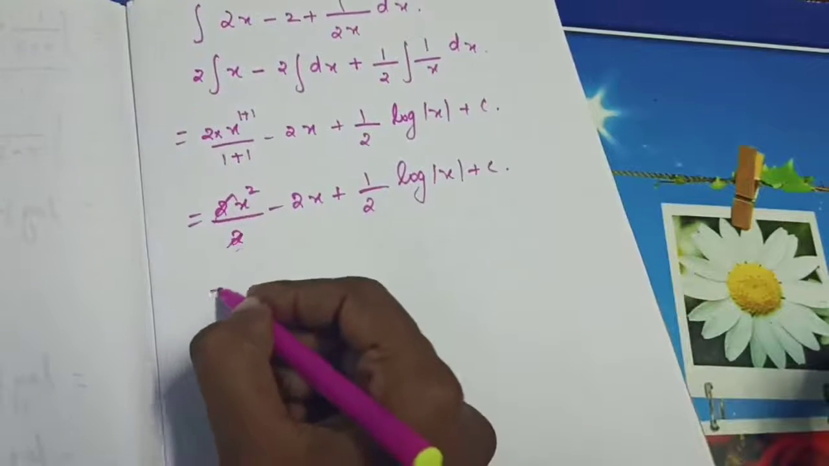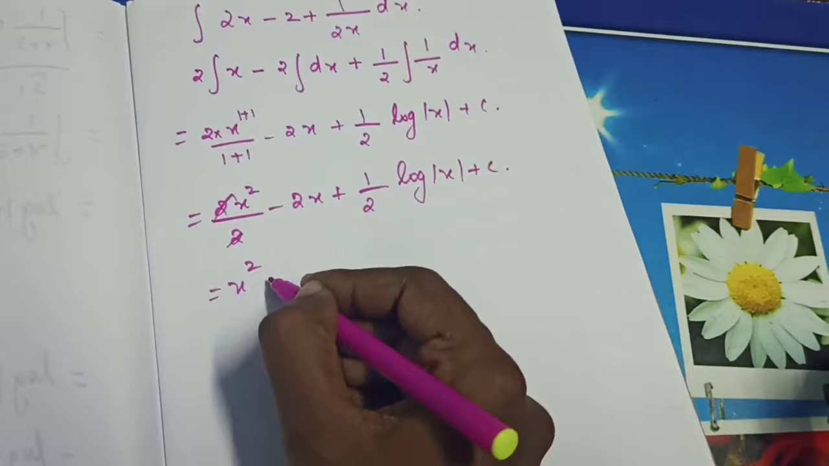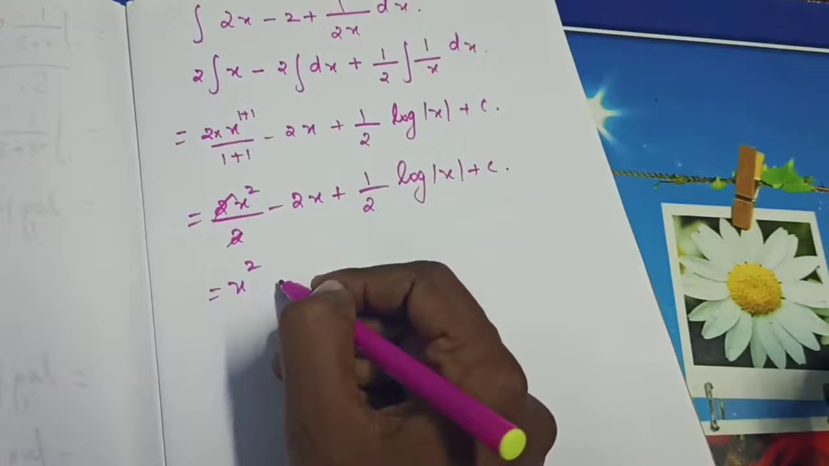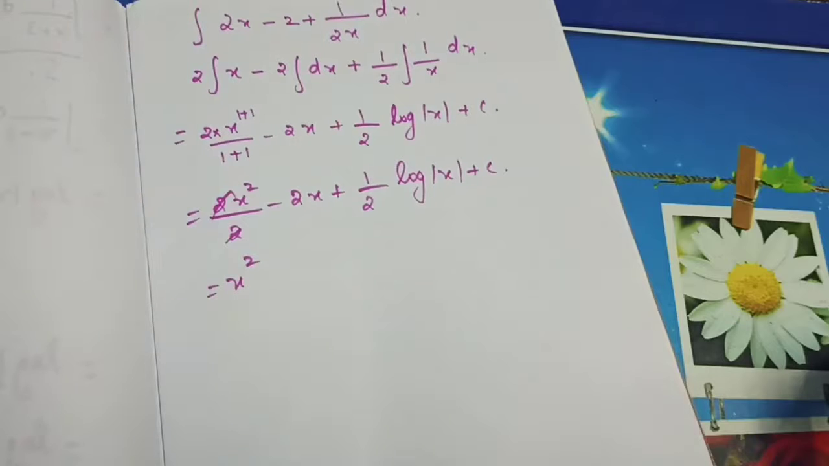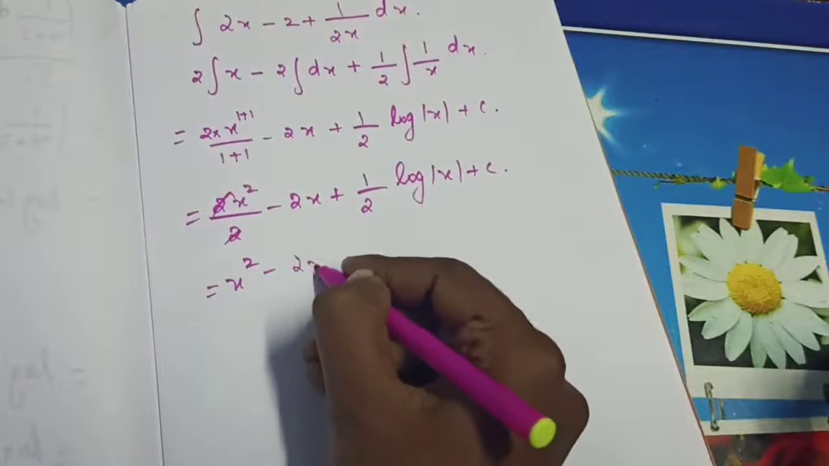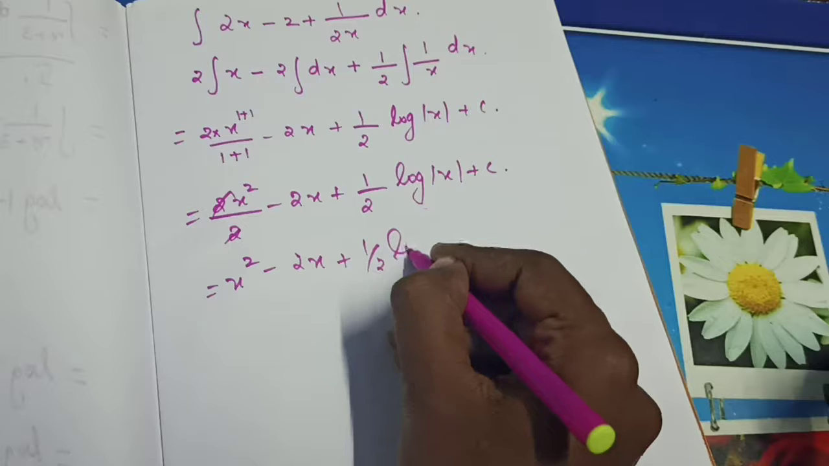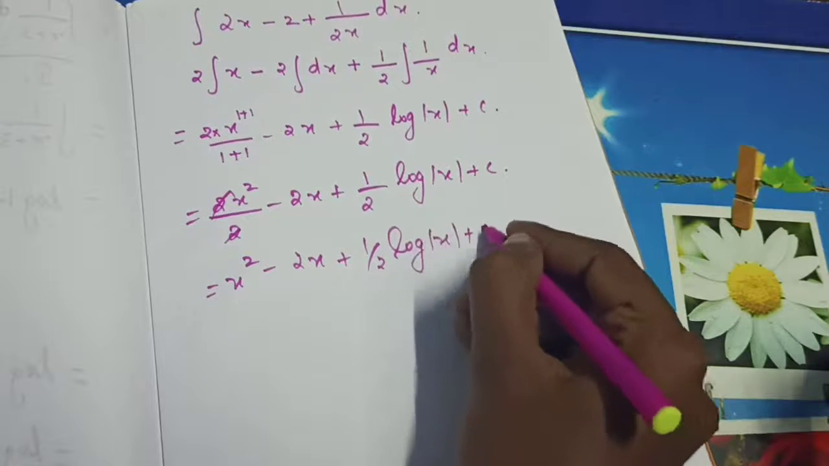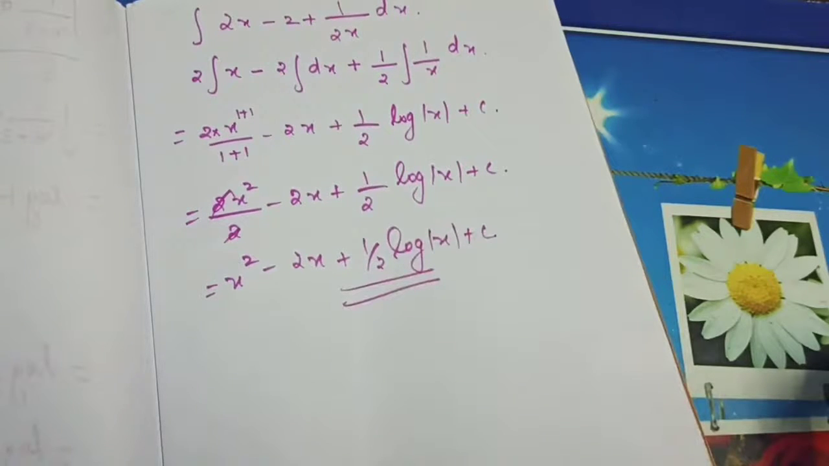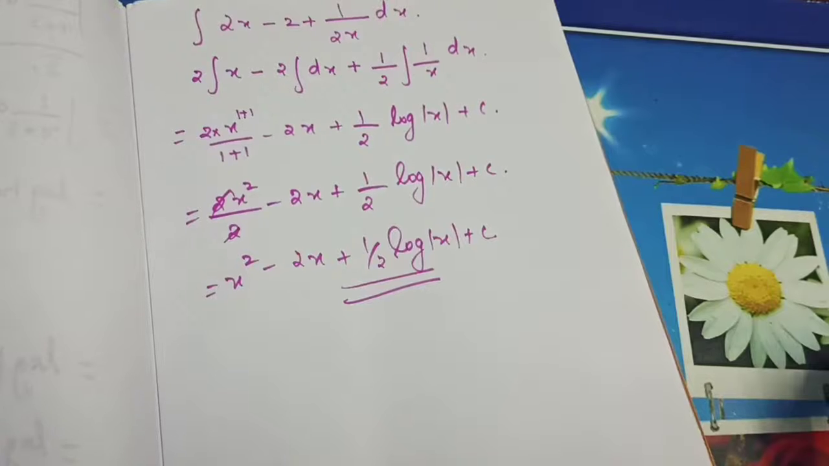The 2 and 2 get cancelled. What's the answer? x square minus 2x plus 1 by 2 log of mod x, plus c. This is the required answer. Have you got it? Okay, students.